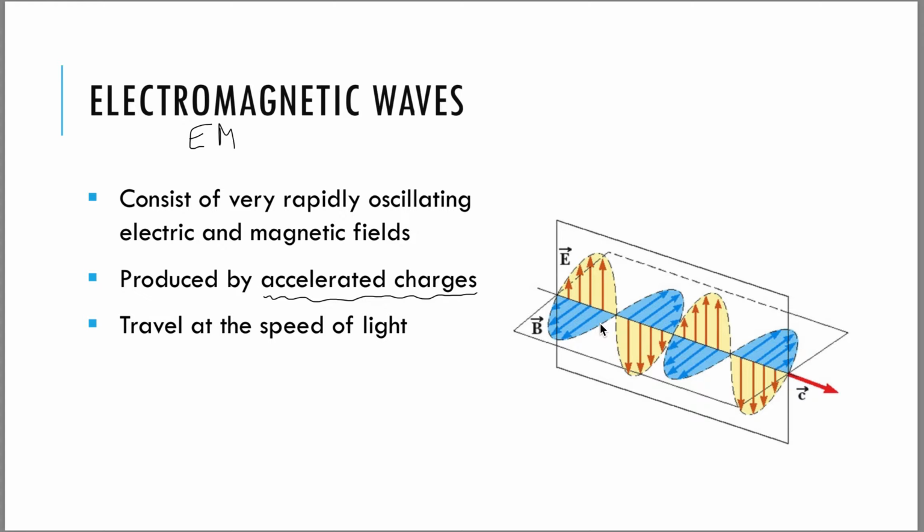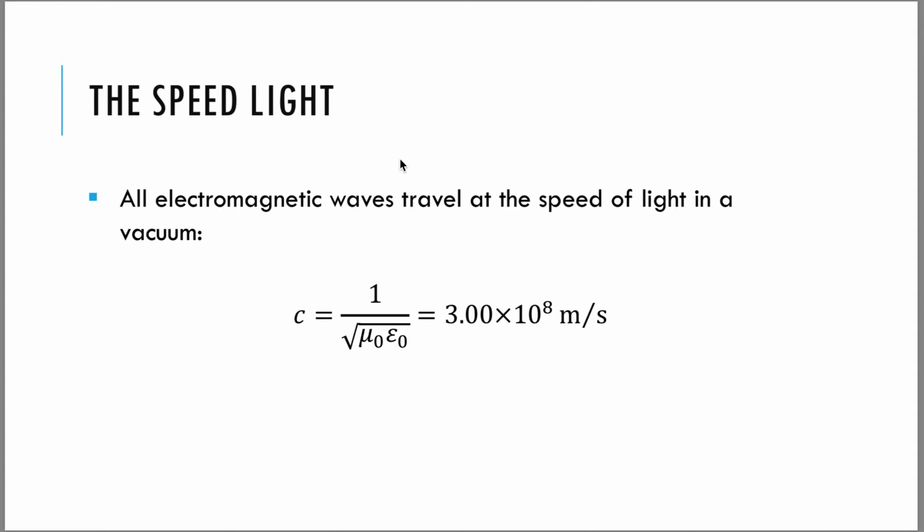All electromagnetic waves travel at the speed of light. This is indicated right here. This wave has the fields oscillating perpendicular to the direction of motion, but the wave itself is traveling at the speed of light. In a vacuum, the speed of light is 3 times 10 to the 8 meters per second, and this number is directly related to the permeability of free space and the permittivity of free space, two constants that we saw related to the magnetic field and the electric field.